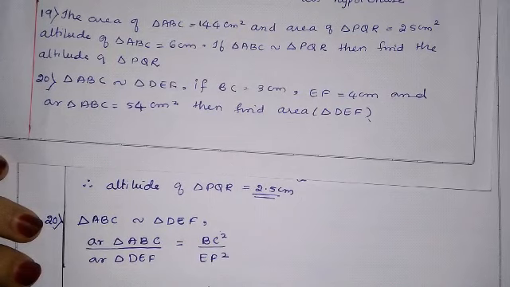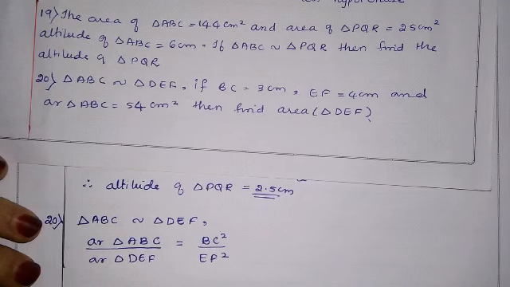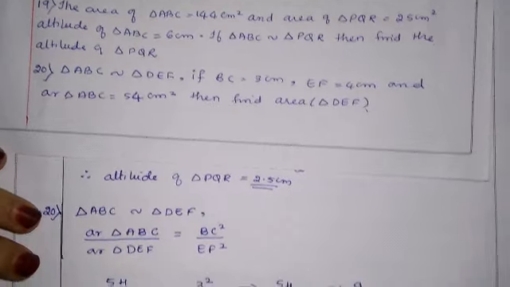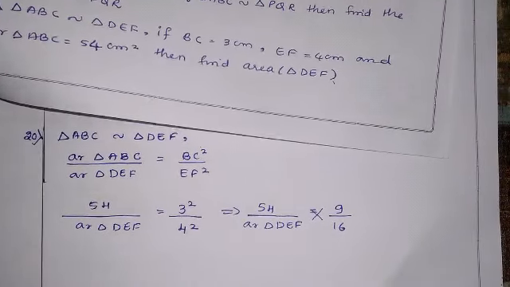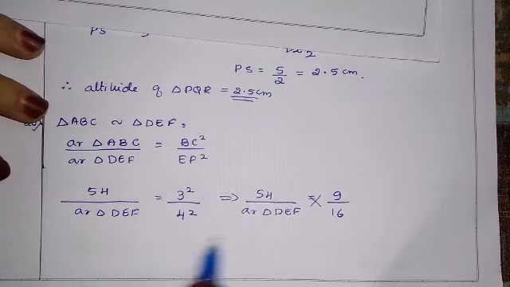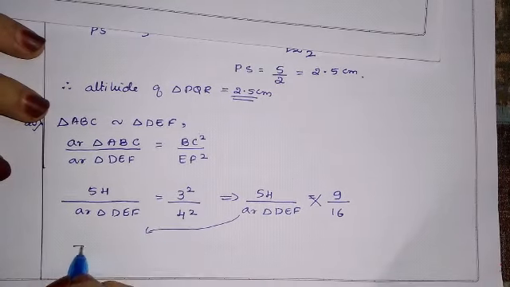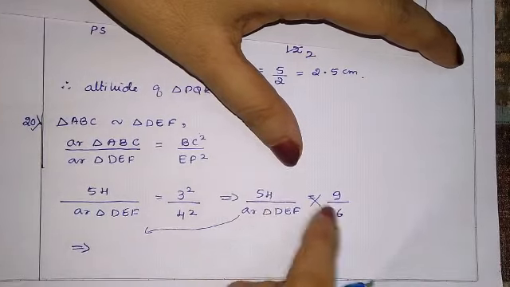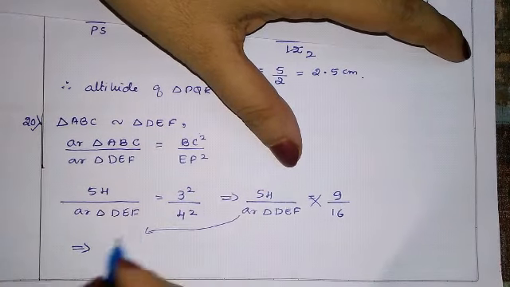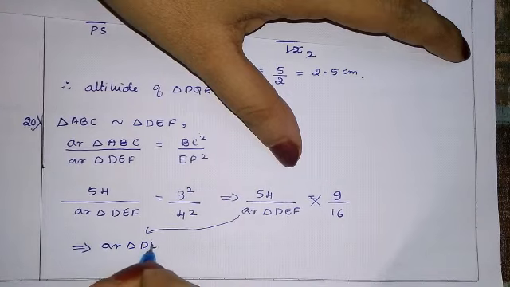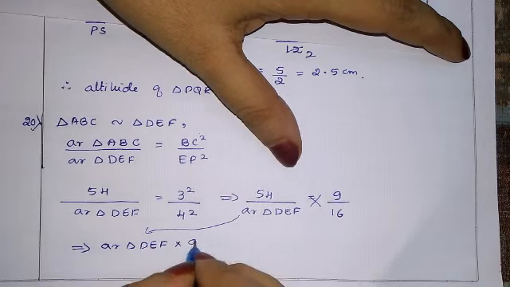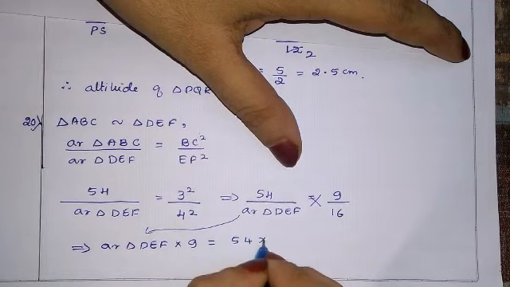In the next step, 54 we will keep as it is, upon area of triangle DEF, which we will also keep as it is. 3 square is 9 upon 4 square is 16. Now let us cross multiply. So area of triangle DEF into 9 is equal to 54 into 16.